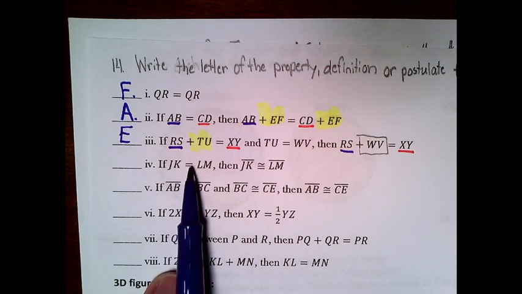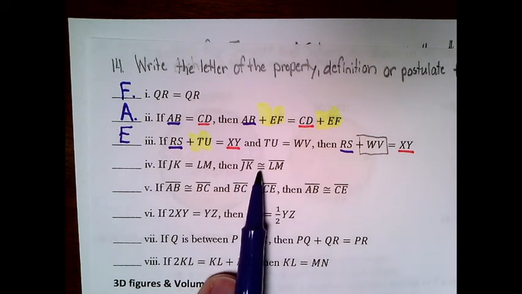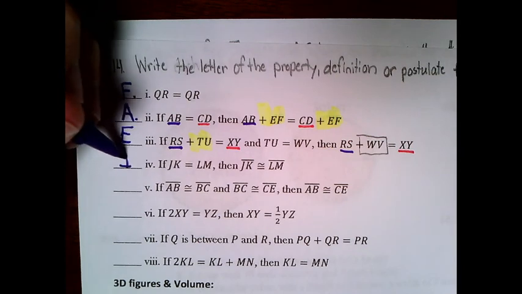Option 4, we have an equal and a congruent sign. That change, all that was definition of congruence.